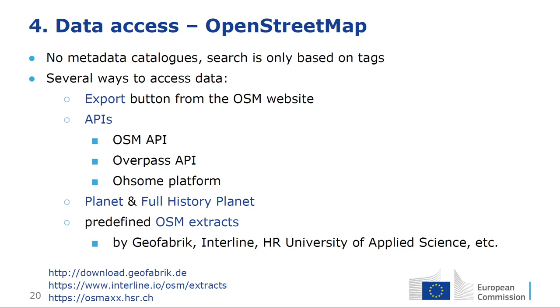But there are also companies and organizations providing predefined extracts of OSM data, which means predefined spatial object types, only buildings, only land use features, and so on, usually in user-selected formats and user-selected coordinate reference systems.